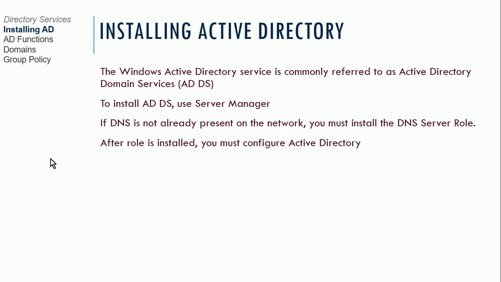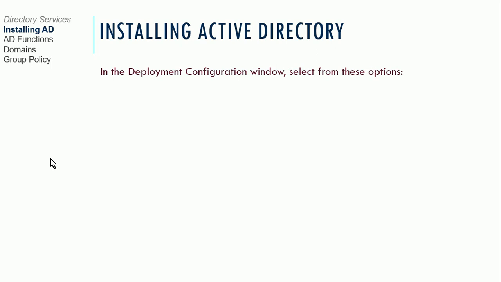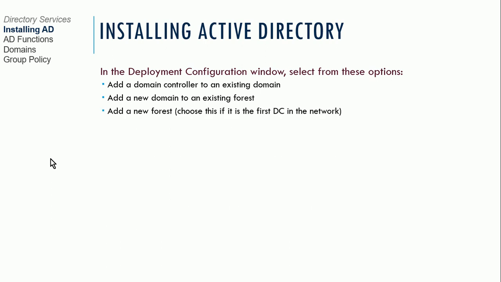After the role is installed, you have to configure Active Directory. You're going to click the notification flag in Server Manager and click Promote this server to a domain controller. And that's going to be the most important part, promoting it to a domain controller. So you're going to install the role, and then you're going to promote it to a domain controller. In the deployment configuration window, you're going to have basically a couple options. You can add a domain controller to an existing domain, or add a new domain to an existing forest, or add a new forest.